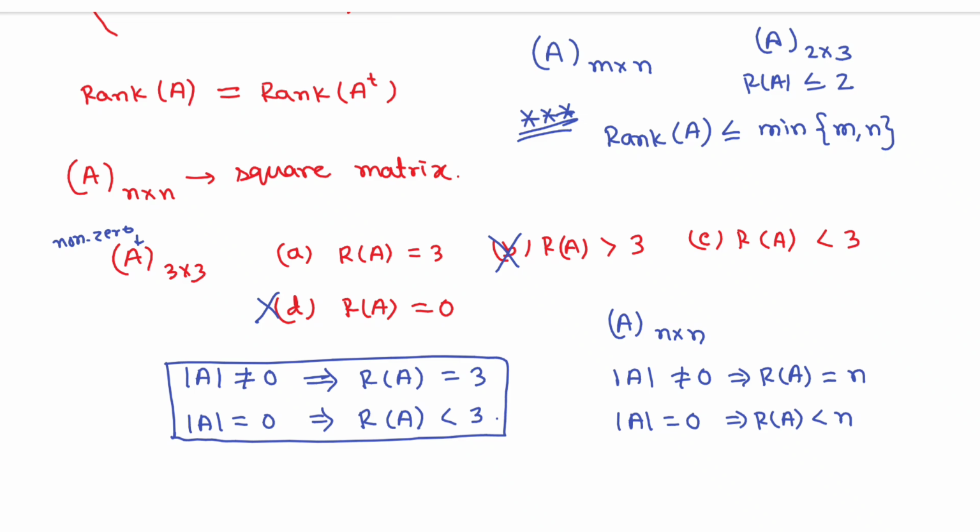Why? Because here the condition is rank of A is less than or equal to the minimum of m, n. Here m equals 2 and n equals 3. So between m and n, which one is minimum? Obviously 2. So rank of A will be less than or equal to 2. This is a very important and very powerful result on rank.